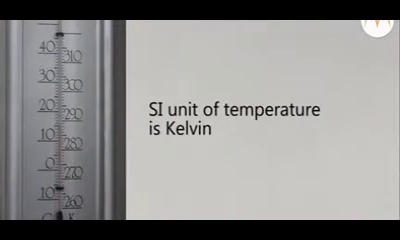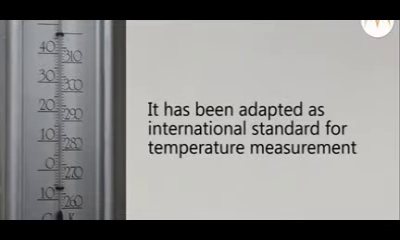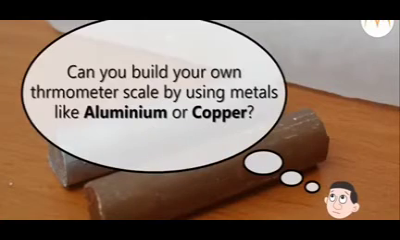Kelvin temperature scale is the base unit of thermodynamic temperature measurement in the international system. Many physical laws and formulae can be expressed more simply when an absolute temperature scale is used. Accordingly, the Kelvin scale has been adopted as the international standard for scientific temperature measurement. The Kelvin scale is related to Celsius scale. The difference between the freezing and boiling point of water is 100 degrees in each, so that the Kelvin has the same magnitude as the degree Celsius. Can you build your own thermometer scale by using metals like aluminum or copper?